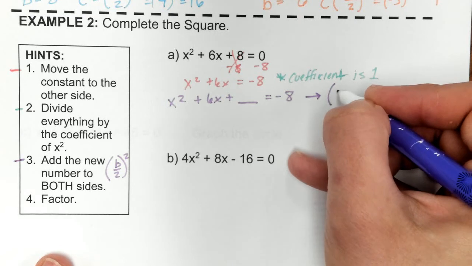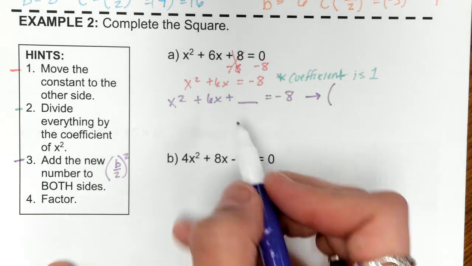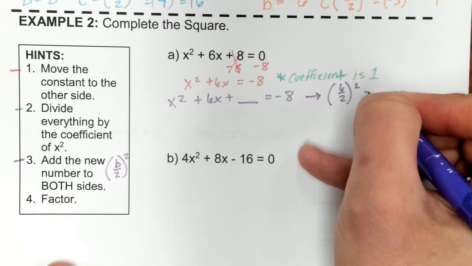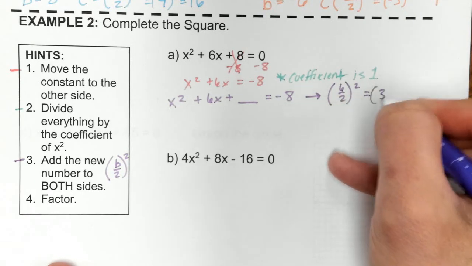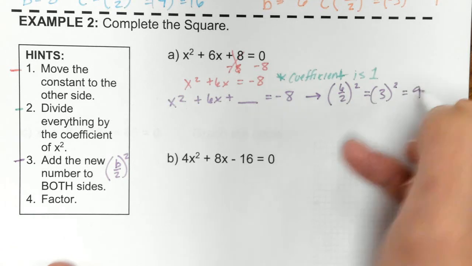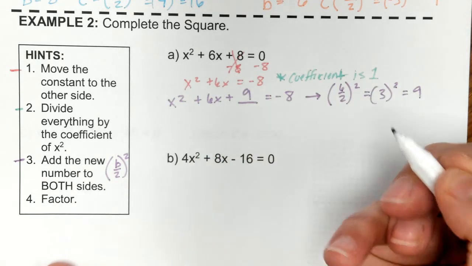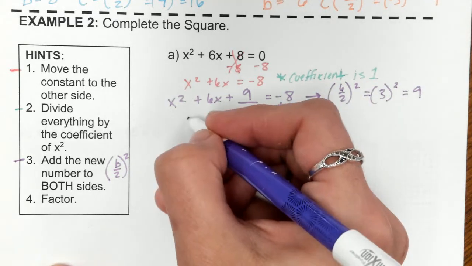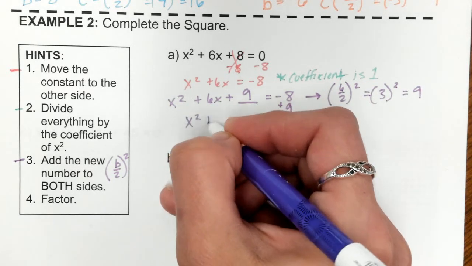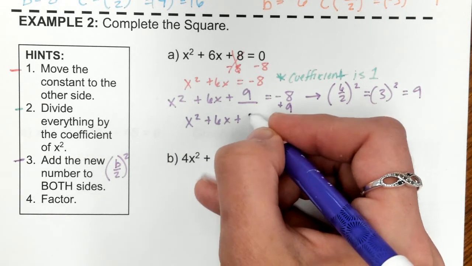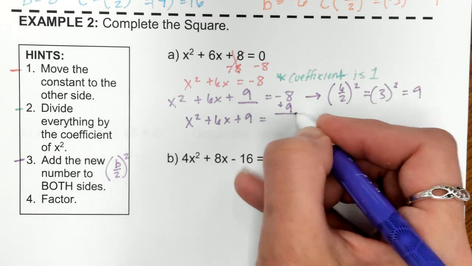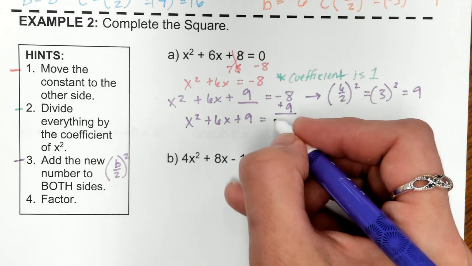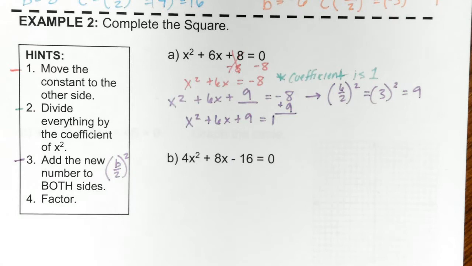So we take the 6 right here, b, divided by 2 squared. We're going to wind up with 3 squared, giving us 9. So since we're adding 9 to one side, we have to add 9 to the other. So we wind up with x squared plus 6x plus 9, all equal to negative 8 plus 9. We're adding 9, so we get that 8 to 0 plus 1 more. It's going to be equal to 1.